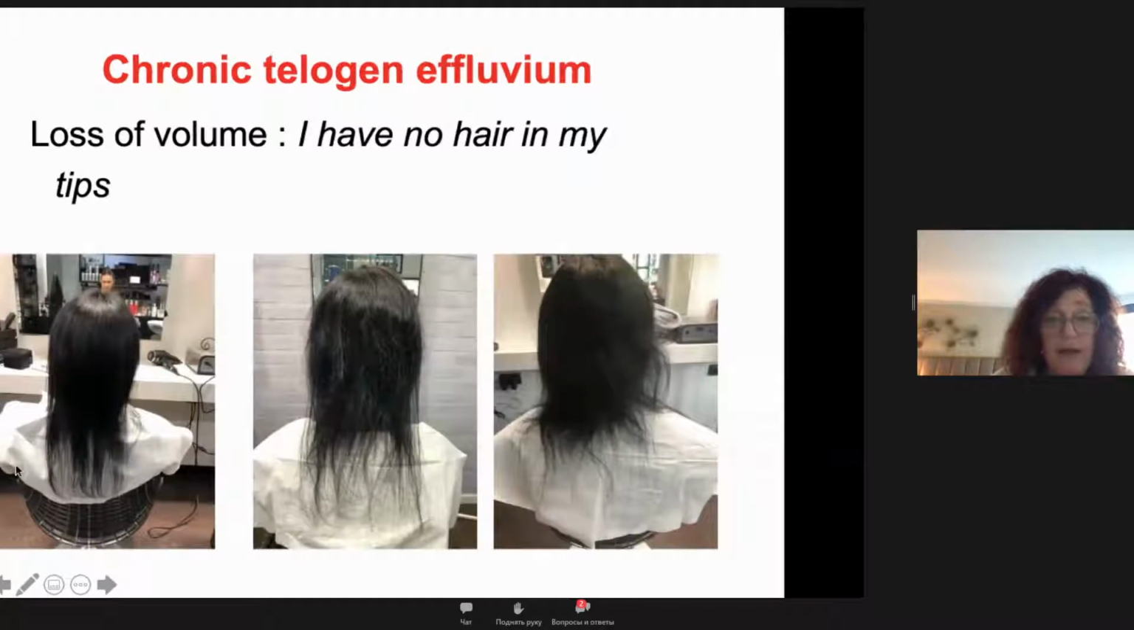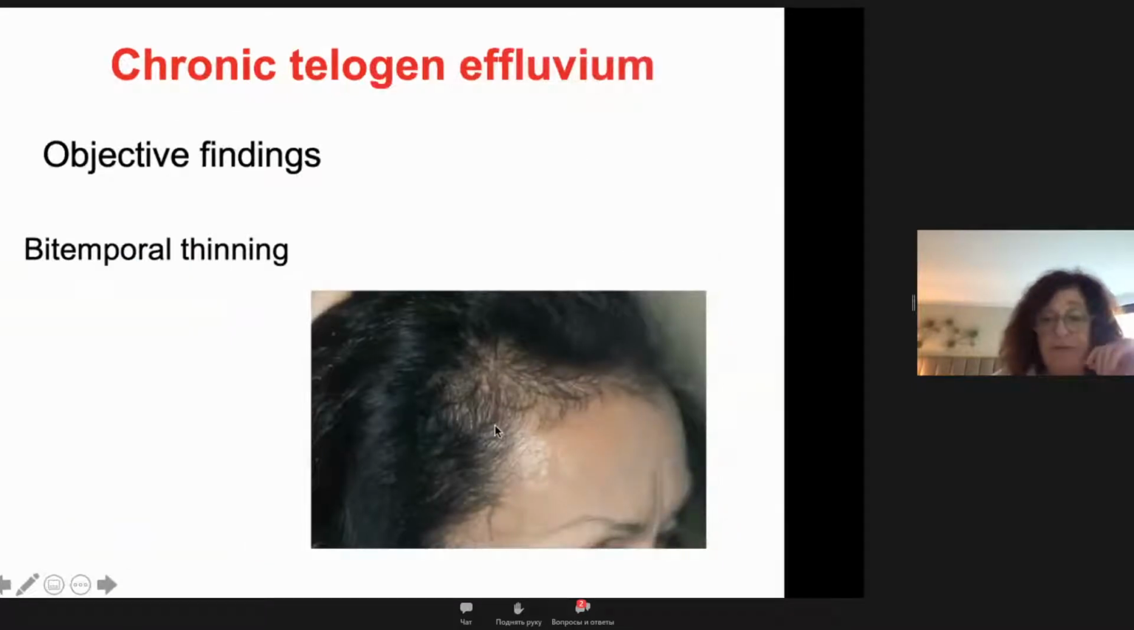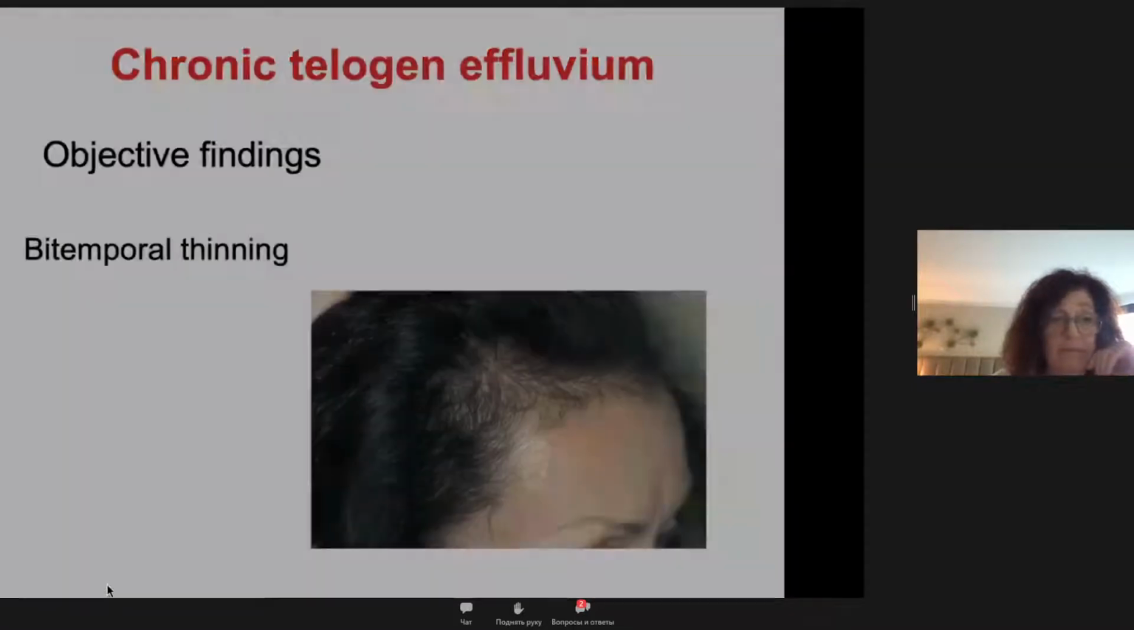And these are images of a patient of mine. So she went to the same hairdresser, and you can see that definitely the mass at the tip has decreased. Because of course they shed, the hair regrows, but before the hair gets long, it takes time, and so the volume is lost. And they often have this bitemporal thinning.